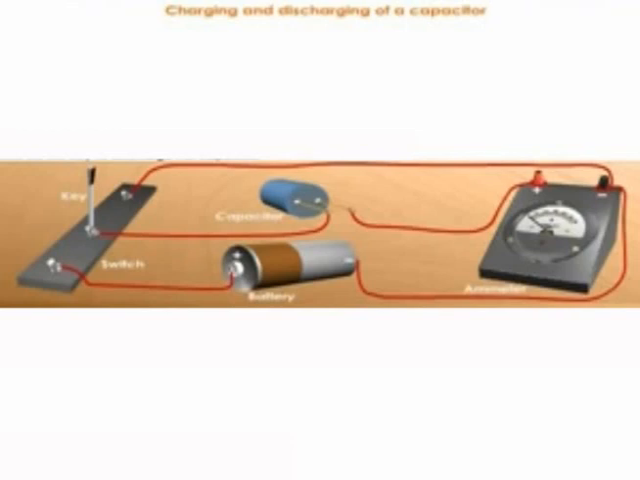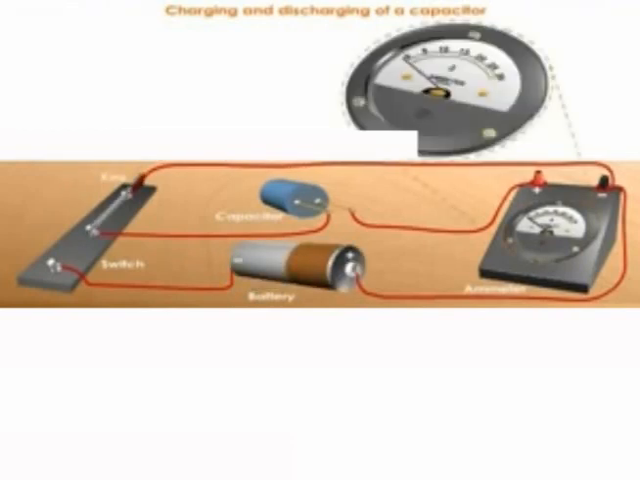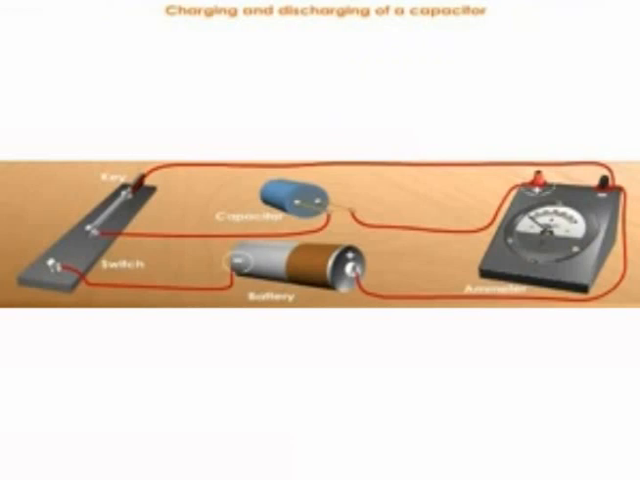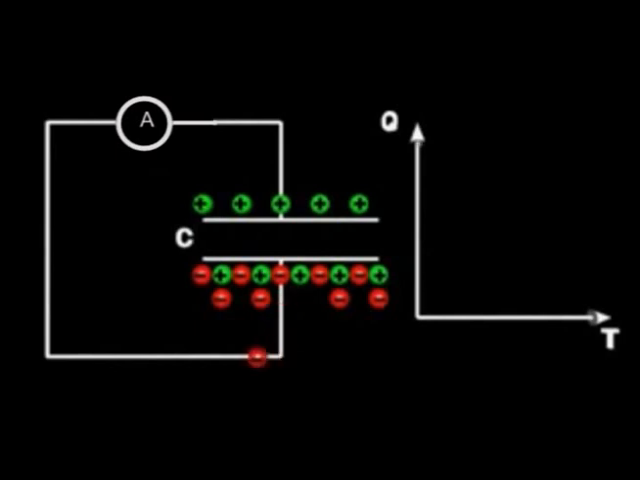To discharge the capacitor, you can either reverse the battery, which will reverse the charge flow, or simply remove the battery altogether and complete the circuit. The charges will redistribute and balance once again.